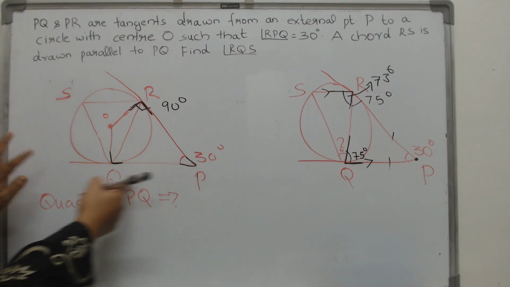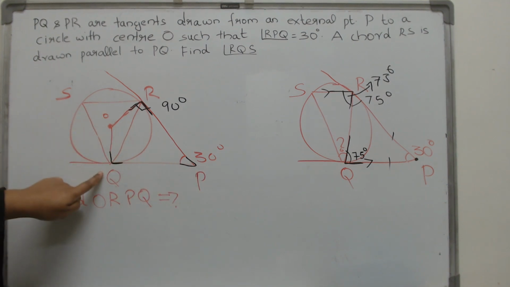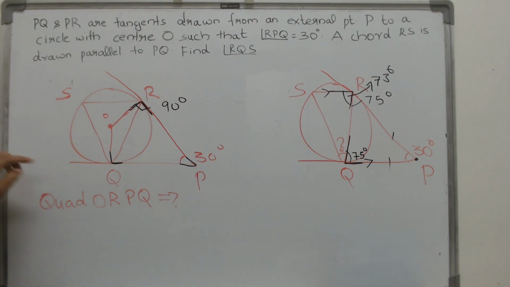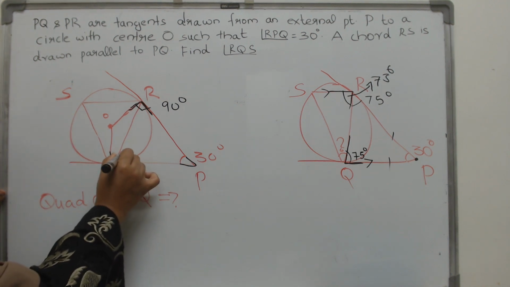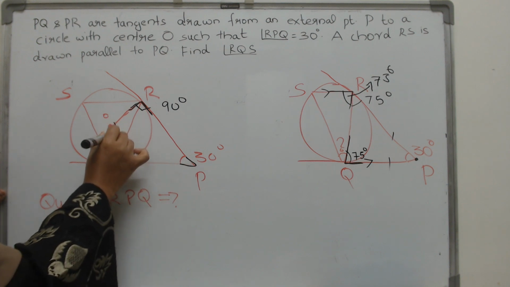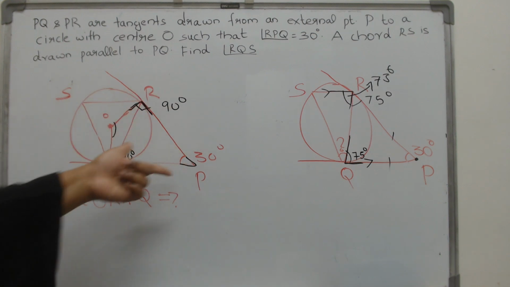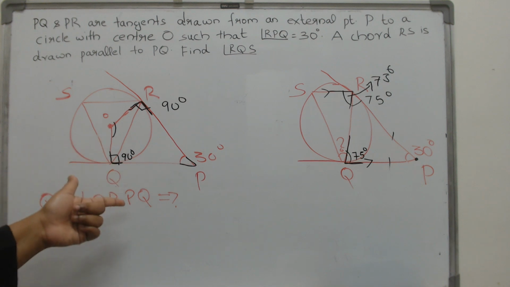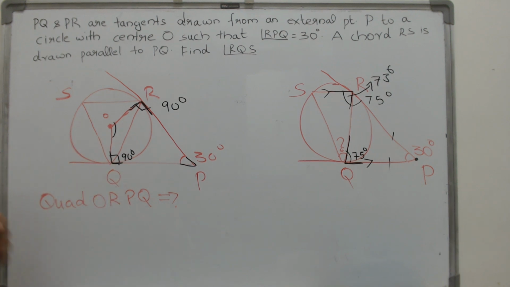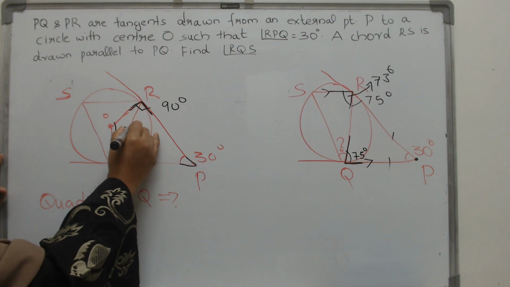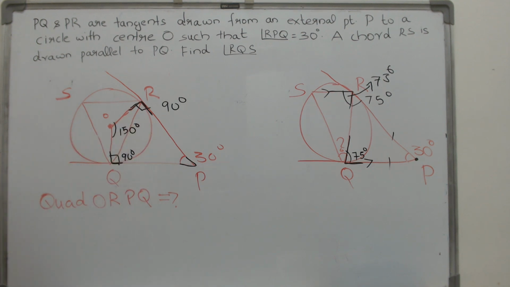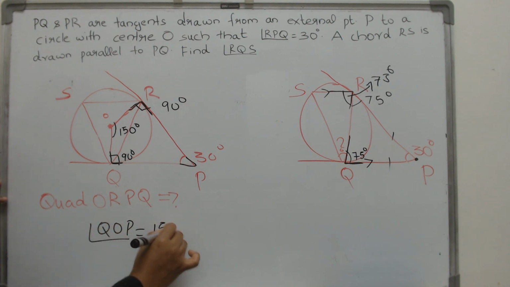A tangent PQ is a tangent. OQ is what? The radius at the point of contact. Again, this is 90 degrees. That leaves just this one angle, angle O. What will it be? Add all the three of them, subtract this value from 360, and then what do you get? You get 150. Now, what have we found out? We have found out that QOP is 150.